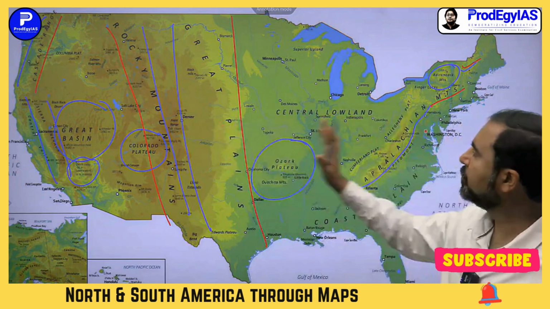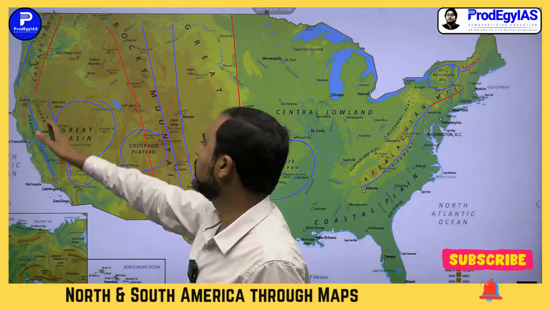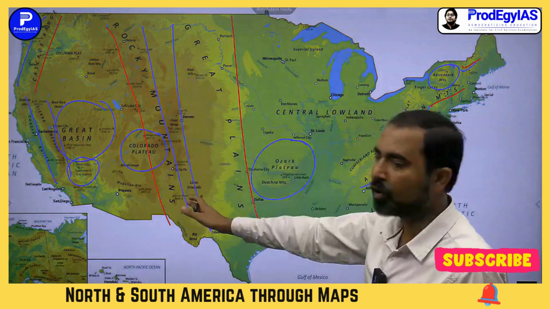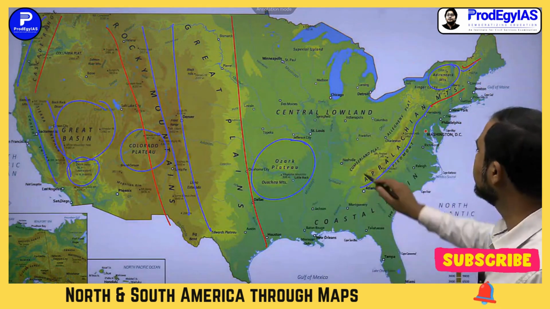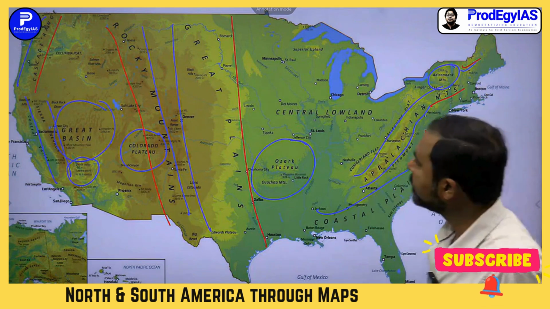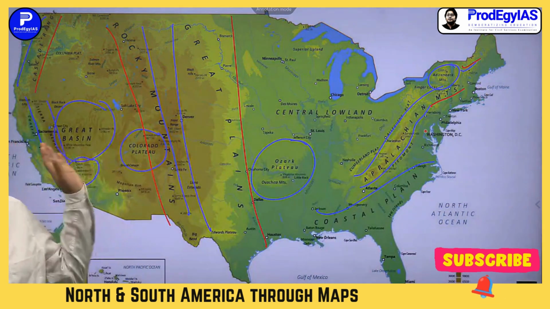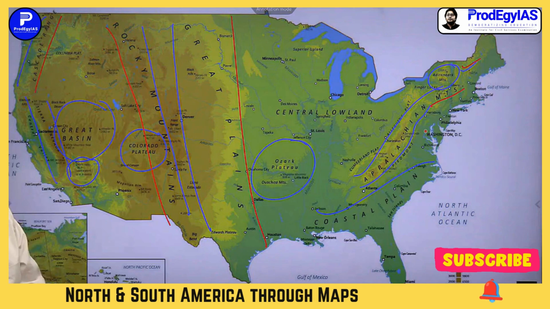From west to east, first the Cascade and Sierra Nevada, then the Great Basin, then the Colorado, then the Rockies, then the Great Plains, then the Ozark Plateau and Central Lowlands, then the Appalachians, and then the Coastal Plains. So this is the sequence. UPSC is asking questions based on sequence from west to east, east to west, so you have to see the sequence.